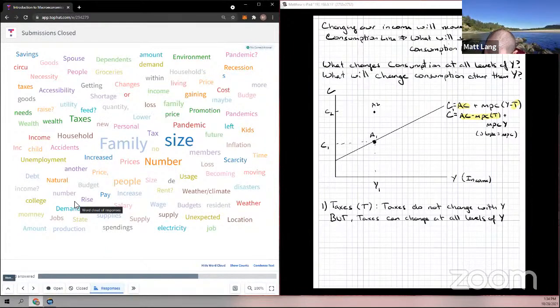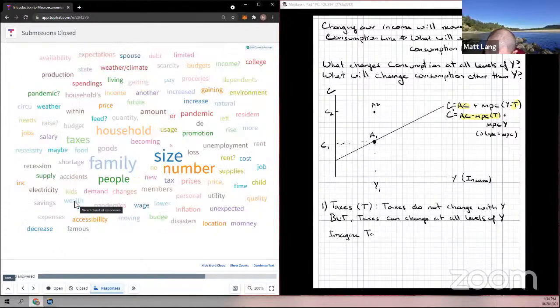But again, what we can say is, let's imagine that taxes increase from 2,000 to 3,000. What that means is it doesn't matter what your level of Y is, whether you're at Y1 or whether you're at Y2. Now all of a sudden your taxes have gone up. So you could be here at, we'll call it B1 right here. And if taxes go up, work with me here, what's going to happen?